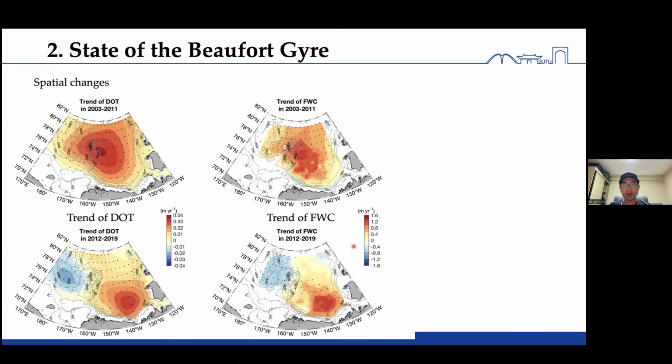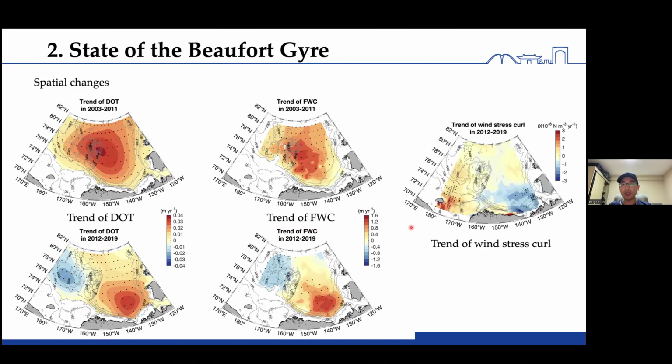Then we made a map of the trend of wind stress curl, and you can see that in the later period it is a negative trend where you have an increased DOT and freshwater content. It makes sense dynamically, right? When you have more negative wind stress curl, you have stronger Ekman pumping, which leads to all these changes.